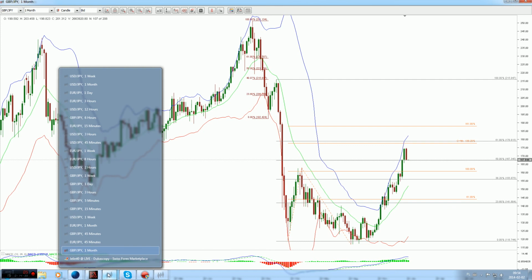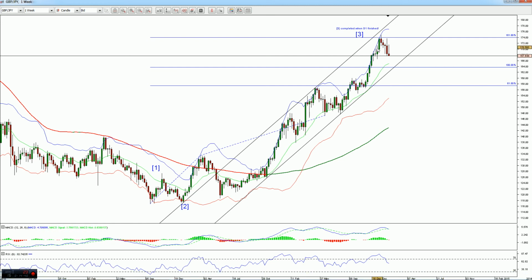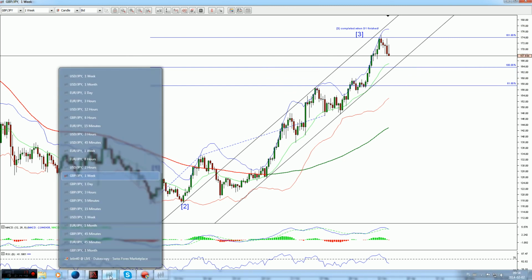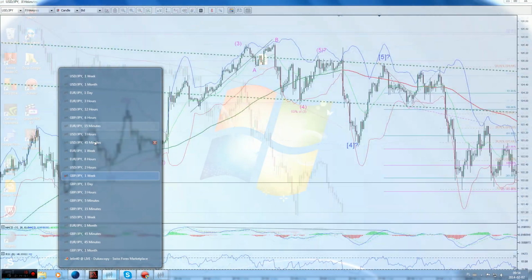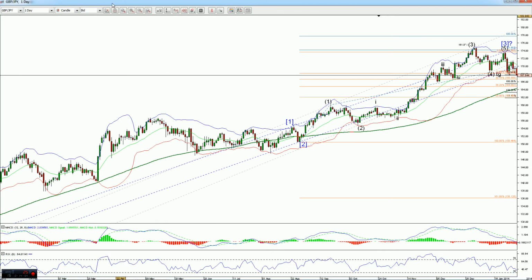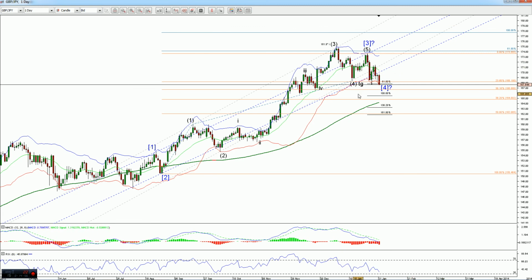Let's check the weekly. We've got a shooting star on the weekly, so there's some weakness on this market. And let's go to the daily, because on the daily there is more stuff. On the daily, I have explained it already a few times. A, B, and C, that was the fourth. That was the final fifth for the black. And now A, B, and most probably C for the fourth blue move, for the fourth blue corrective wave.